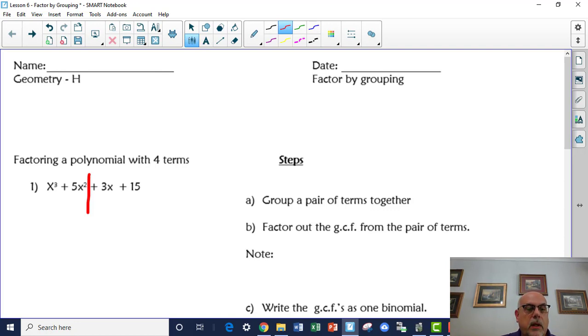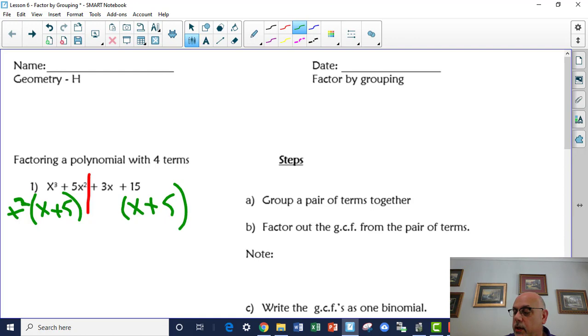Okay, now this is going to be repeated greatest common factor. On the left side, your greatest common factor is x squared. When you factor that out, you're left with x plus 5. Here's a hint. On the right side, you need the x plus 5 in parentheses. So now you have to figure out what do you factor out to get that. And you're going to factor out a 3. Positive 3.